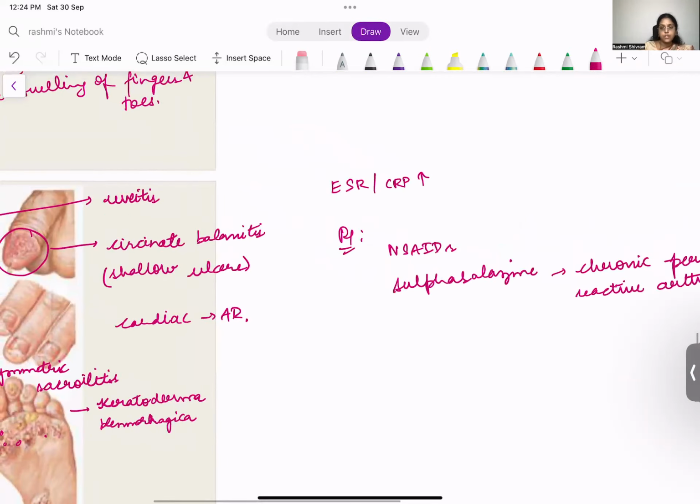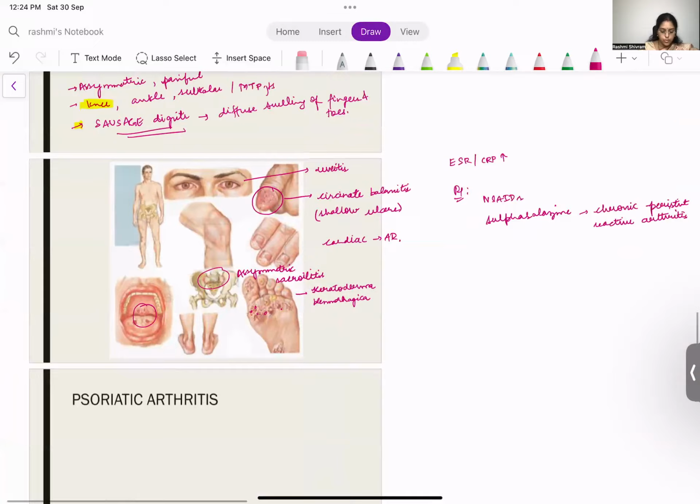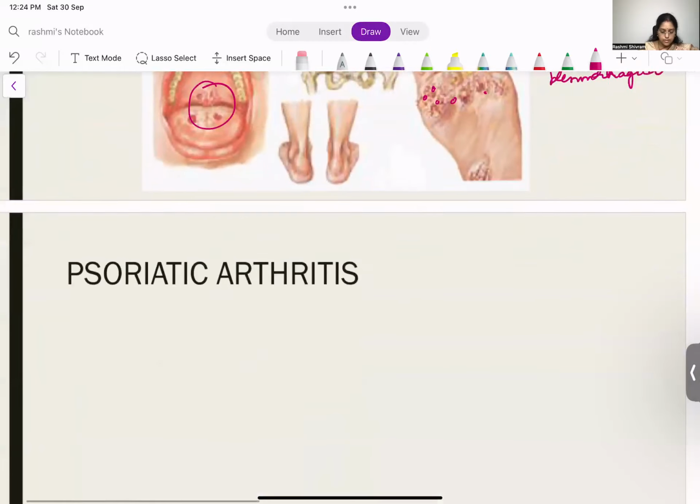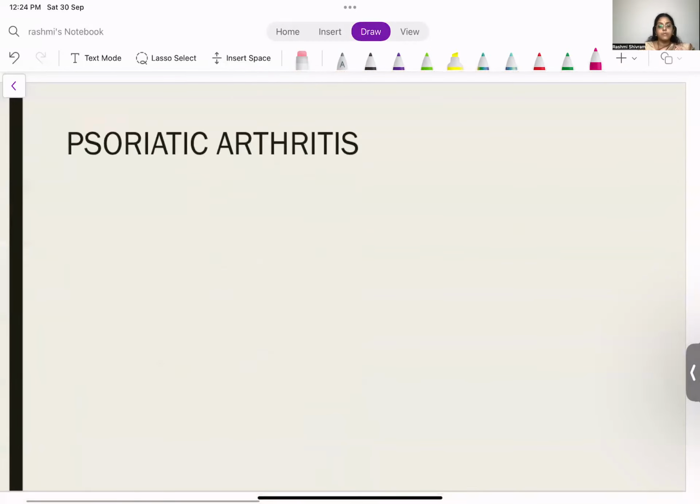Right. So we have now seen ankylosing spondylitis and reactive arthritis, which is peripheral predominant. Moving on to the next peripheral predominant one, psoriatic arthritis. Patients with psoriasis have a predisposition to develop arthritis. They can also have some other extra-articular manifestations, but psoriasis is most commonly associated with arthritis. This is called psoriatic arthritis.